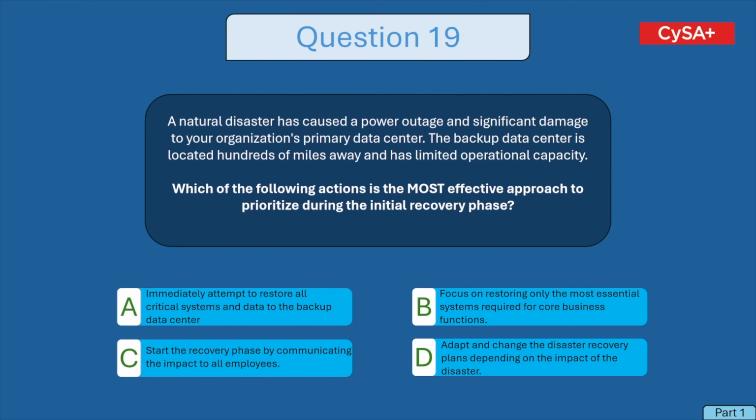I'm going to rule out C as well. Communication may be extremely limited due to the disaster, and this also wouldn't happen during the recovery phase. That would have happened already. So I'm ruling out C. D also wouldn't happen during the recovery phase. It would happen during lessons learned in preparation between those. So I would say B is the best answer here.